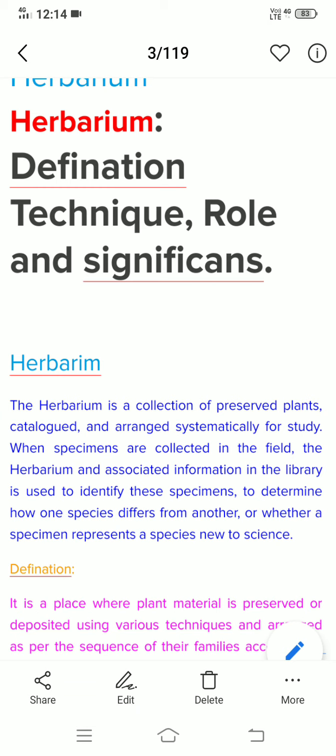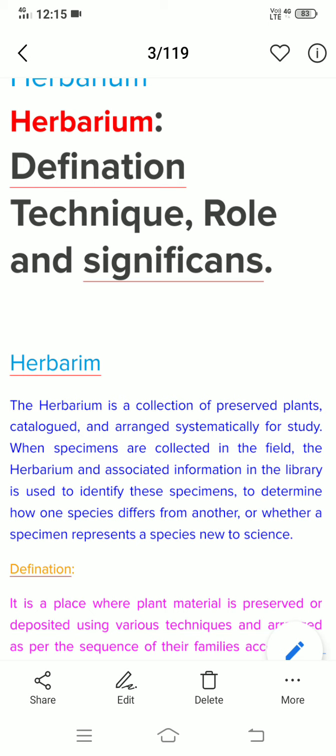The herbarium is a collection of pressed plants catalogued and arranged systematically for study. When specimens are collected in the field, the herbarium and associated information in the library is used to identify these specimens, to determine how one species differs from another, or whether a specimen represents a species new to science. The question arises, what is the definition?